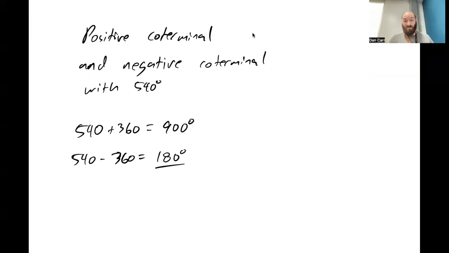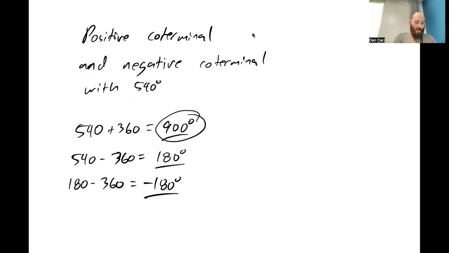This is not negative. So I'm going to want to go one more. So if you ever have to come up with this idea where it asks for a positive and a negative, and I didn't get to one of them, either positive or negative, by going through my normal process, just do it again. So I take 180 minus 360, that's a negative 180. And that would be my two answers to the question. A positive coterminal would be 900 degrees, and a negative coterminal would be negative 180.